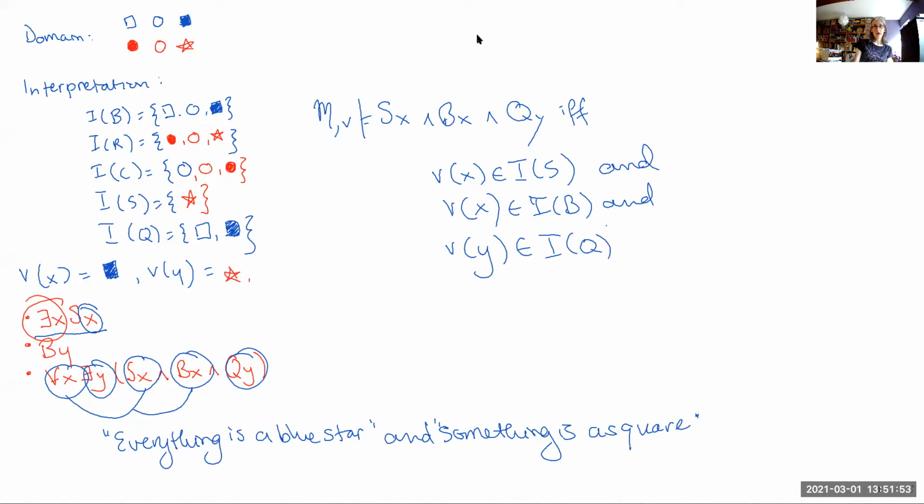So we can check each one of these. V of x, as we've said before, is the filled blue square. So that would be the same as saying the filled blue square is in the interpretation of S.